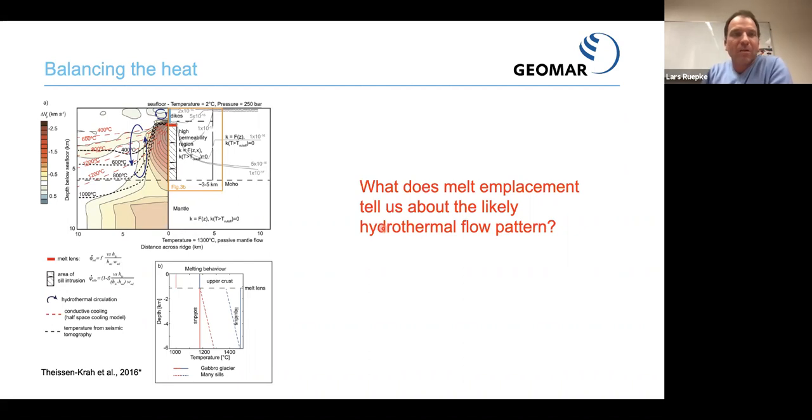Okay, so what happens now is if you put all the heat in the melt lens, then you need a bit less cooling down here to match that thermal structure. If you put all the heat inside here in a sheeted sill fashion, a lot of latent heat is released and we need more intense cooling.